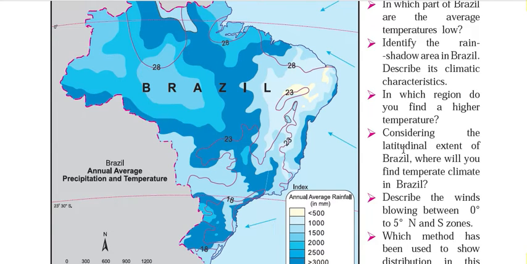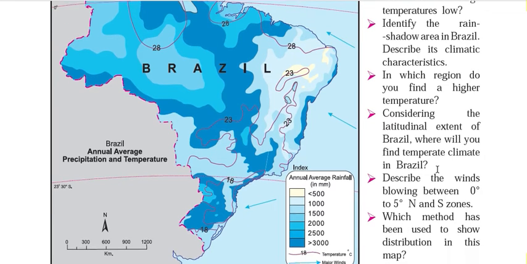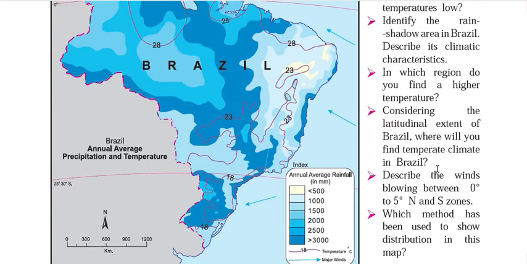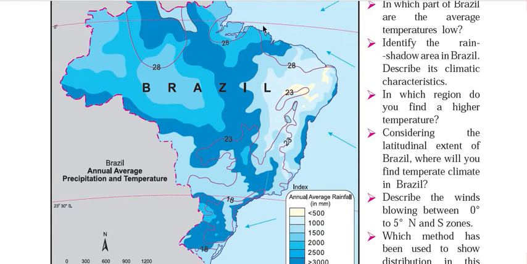Then considering the latitudinal extent of Brazil, where will you find temperate climate in Brazil? On the basis of this latitudinal extent we can analyze the climate of a particular region. Okay, let's see. Here the equator is passing through the northern part, so it is an equatorial hot climate. The tropical belt is about 5 degree north and 5 degree south latitude, above and below the equator. It is a tropical belt, right?